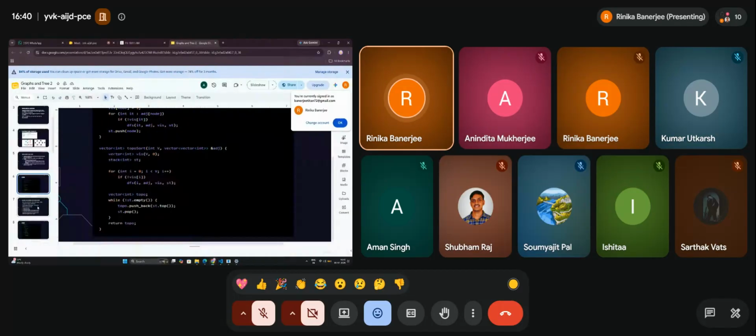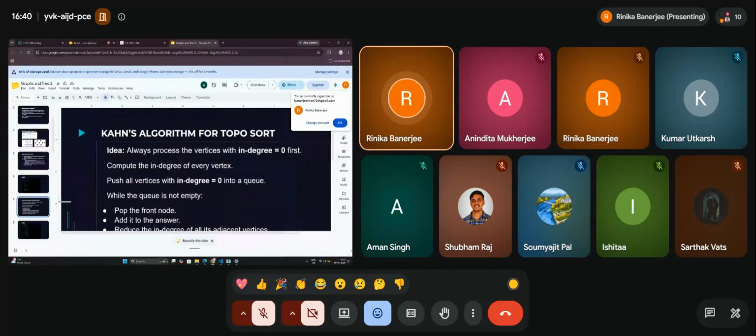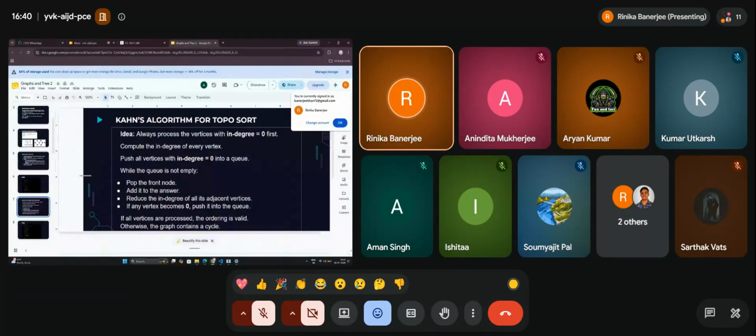Now we have topo sort using DFS. Now, the BFS-based topo sort is given a term, that is Kahn's algorithm. It uses a similar approach to DFS, but we are going to do it using a queue. So let's see how it works. First, let's read the algorithm.